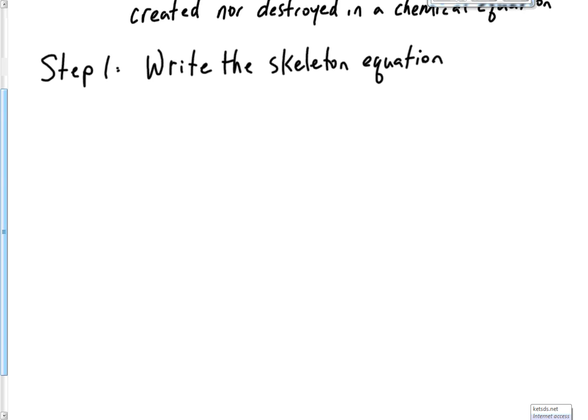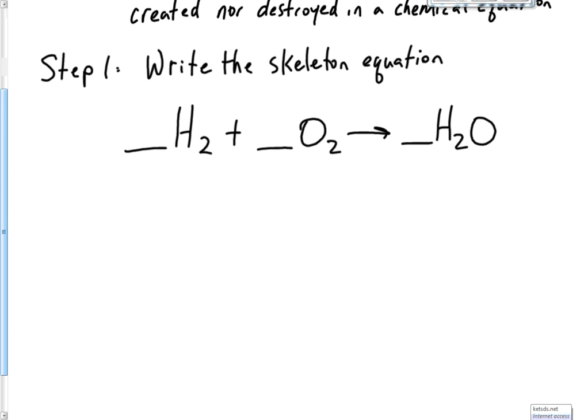Okay, sometimes the skeleton equation will be written for you. Other times it'll be in a word form, and you'll have to actually create the compounds first. Okay, so our example here is H2 plus O2 yields H2O. And just the little underscores there, just open spaces for the coefficients. Okay, step number two is going to be to do the atomic inventory.